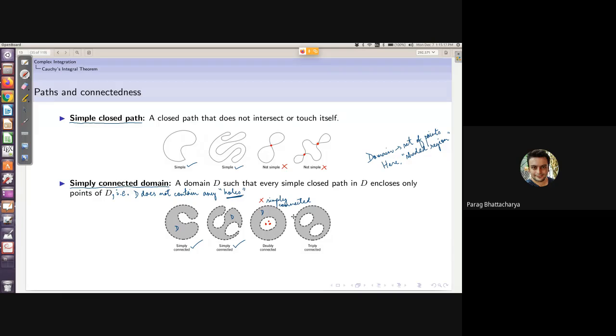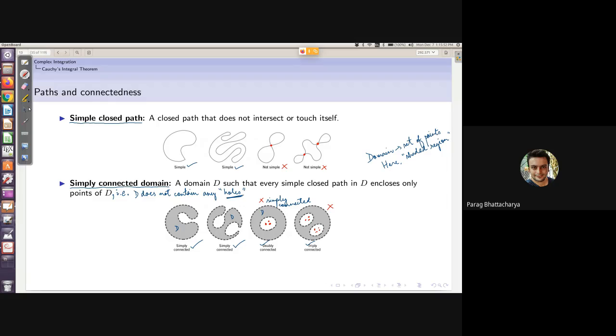In a similar way, this is also not simply connected, because you can see here that if you look at the boundary, that's a simple closed path, but it contains some gaps. So these are some points which, even though they lie inside the simple closed path, are not part of D. So this is also not simply connected. These kinds of domains are known as doubly connected domains. This is known as a doubly connected domain, and this is known as a triply connected domain.